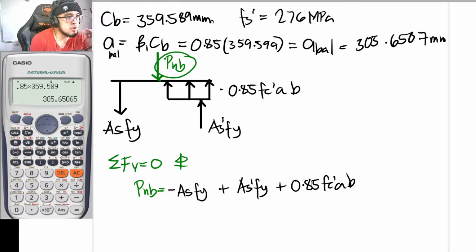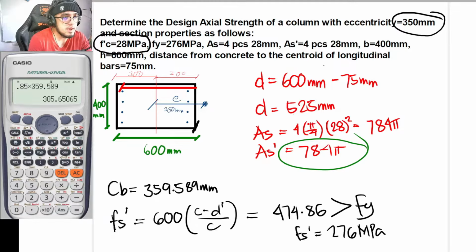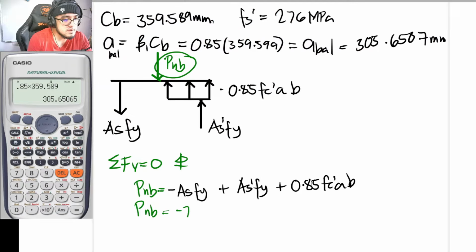Okay, so substituting known values, your P and B is to be equal to, so what is the value for our As? That is 784 pi. So negative 784 pi times Fy, that is 276. Plus, this is also equal to 784 pi times 276. So coincidentally, they are the same, so they would just cancel out.